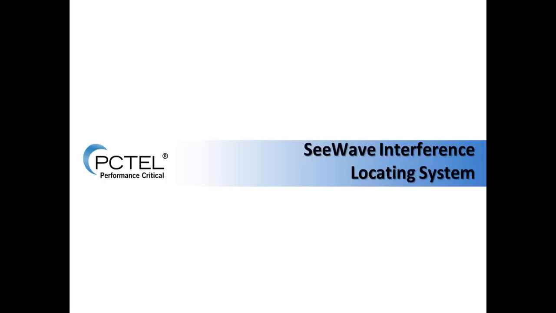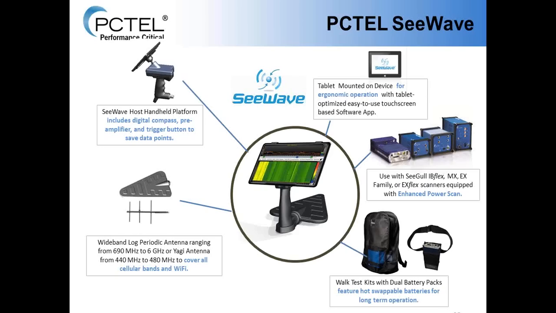So the basics of the Seawave interference locating system is that it uses an existing scanning receiver. If you have a PCTEL scanning receiver, whether it's a PCTEL Seagull EX, MX, EX Flex, or the new IB Flex, you can use any of these scanning receivers with the Seawave system. The way it works is that all the scanning receivers have a spectrum analysis option built in. So we decided to harness and leverage that option to help users identify and locate interference.